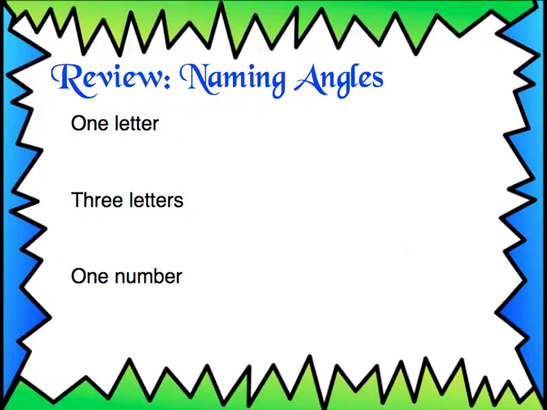You can use just one letter, which would be the vertex, or you can use 3 letters, but you would always put the vertex in the center. Or if it has it, you can use just a number to name it, and you always put the angle sign in front.